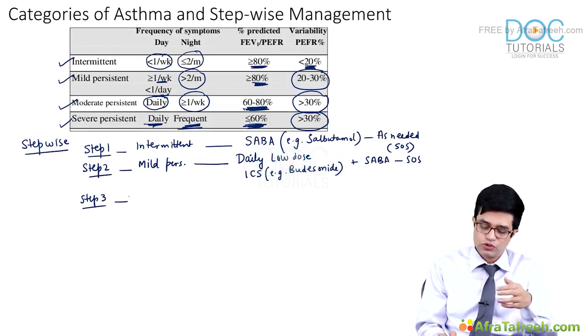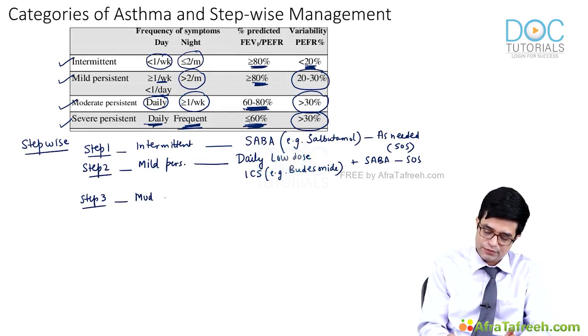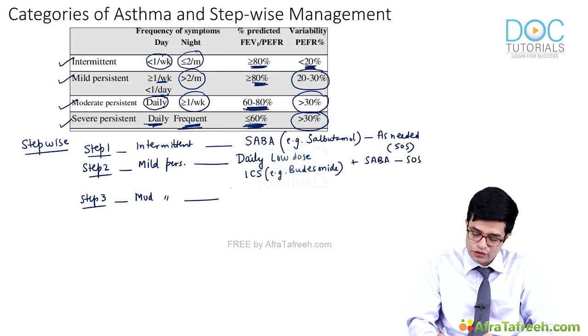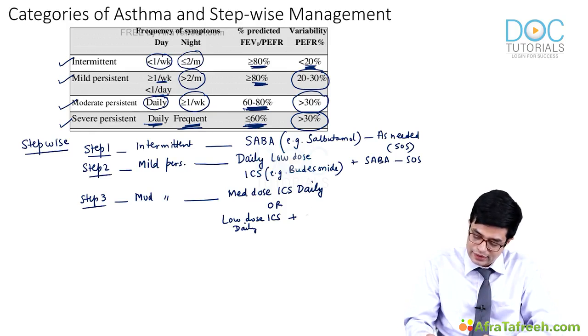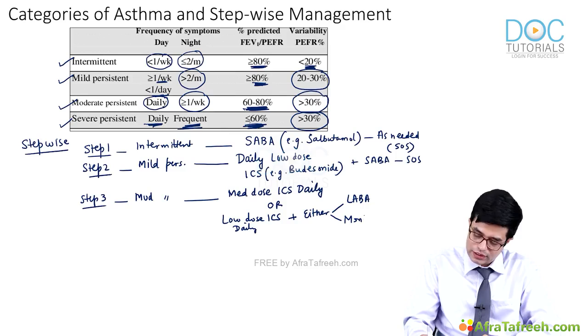If it is not controlled at step 2, you move to step 3, or if it is moderate persistent asthma, you directly start with step 3. In moderate persistent asthma, you have 2 options. Either you increase the dose of inhaled corticosteroid and make it a medium dose inhaled corticosteroid daily, or you continue the low dose inhaled corticosteroid daily, plus you add either a long acting beta agonist like salmeterol, or montelukast, which is an oral medication available. SABA for any acute attack will continue SOS.